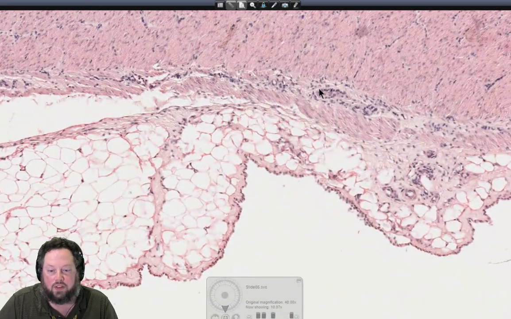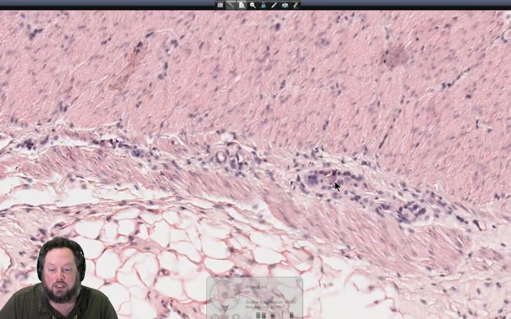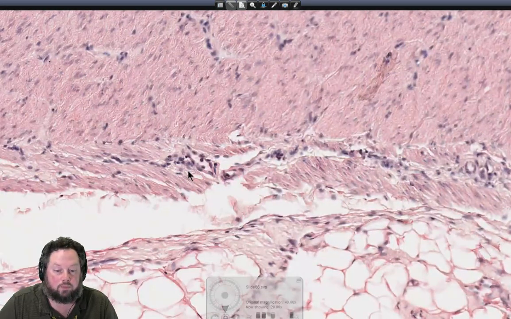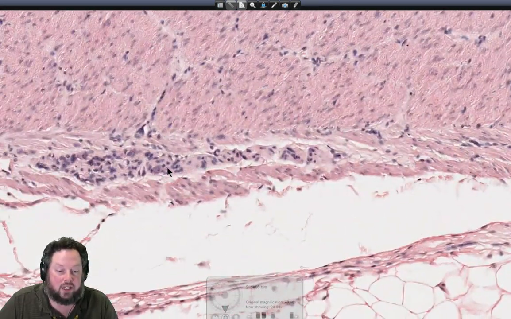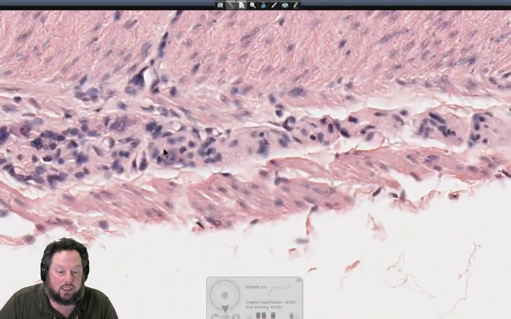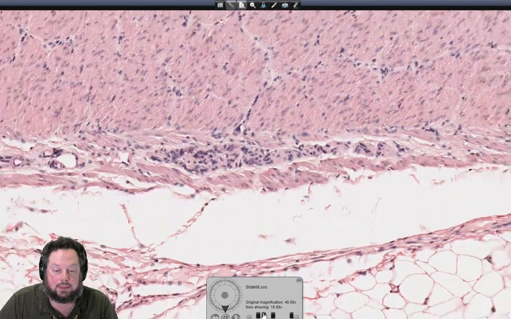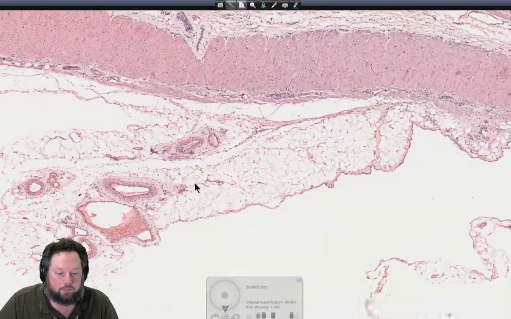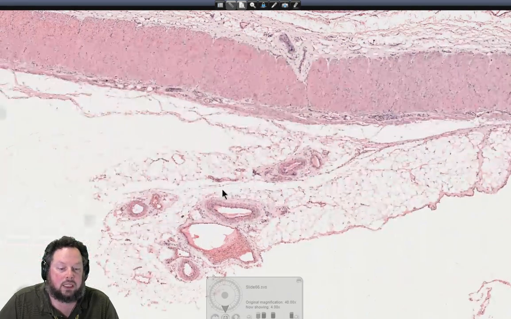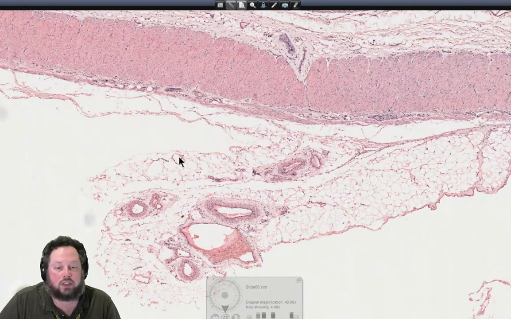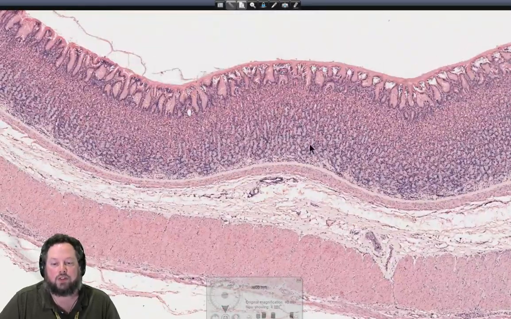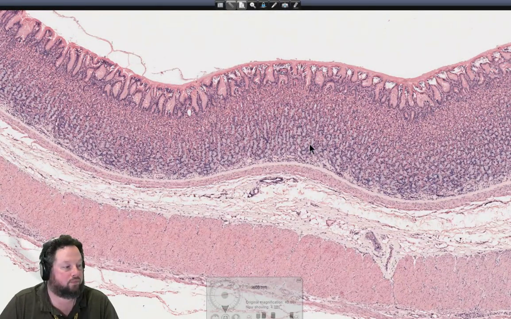If you look between the two layers of muscle, you can often find these accumulations of neurons. There's a nice one there as well. See this big pale nucleus and prominent nucleolus. So that's a neuron, a soma there. And these are probably some other ones over here as well. Out here you've got some nice adipose tissue, some larger blood vessels and so on. Does anyone have any questions about the body fundus of the stomach before we move on?